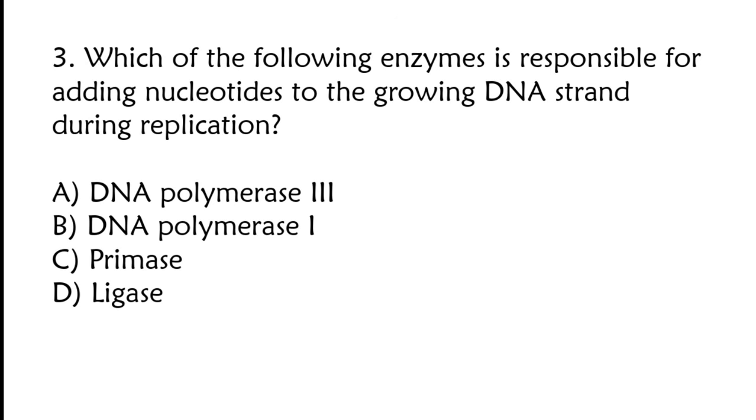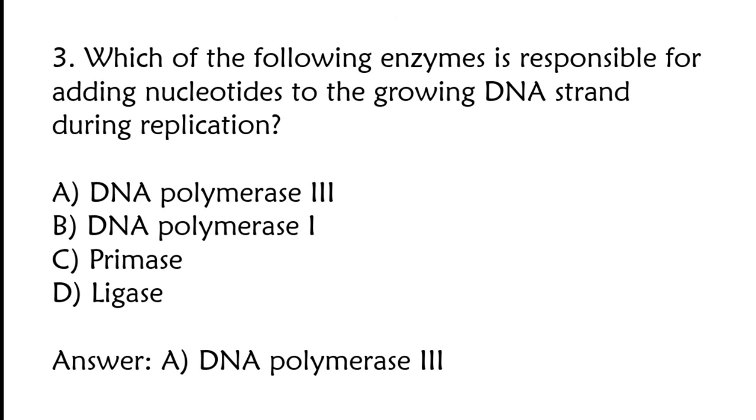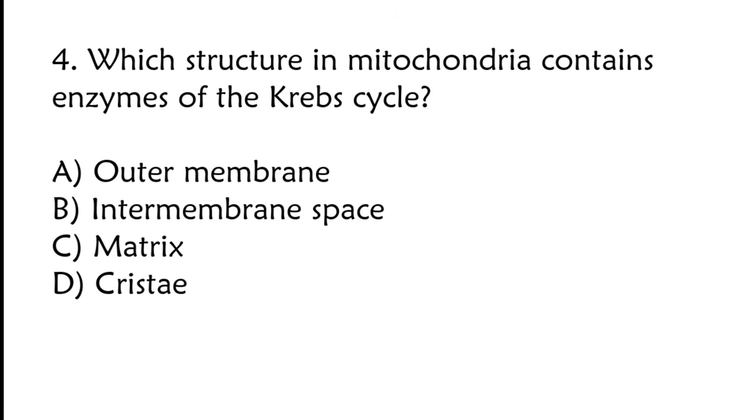Which of the following enzymes is responsible for adding nucleotides to the growing DNA strand during replication? Correct answer is DNA polymerase III. Which structure in mitochondria contains enzymes of the Krebs cycle? Correct answer is matrix.